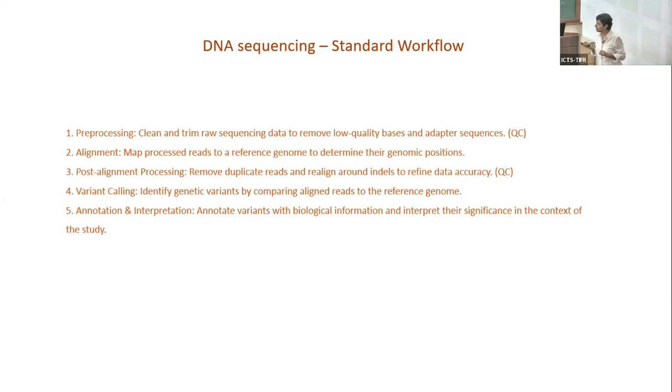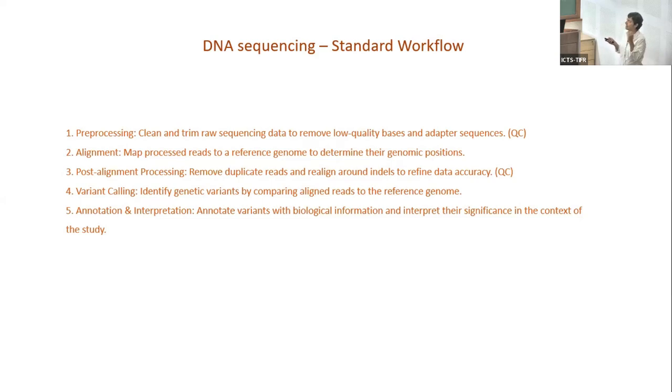In the pre-processing step, what we are trying to do is clean and trim raw sequencing reads to remove low-quality bases and adapter sequences. This is what comes under QC. In alignment, these processed reads will be aligned to a reference genome. When you don't know the reference genome, you'll use two different strategies: one is k-mer-based classification, and the other is de novo assembly, which I'll talk about a little bit. In post-alignment processing, you remove duplicate reads and realign around indels to refine data accuracy. This is called deduplication. There will be software like Trimmomatic and so on. I'll give you a list of software that can do this.